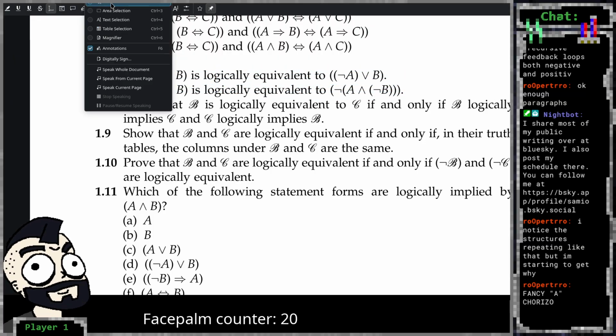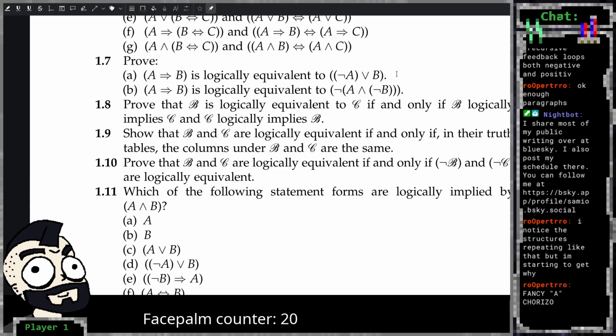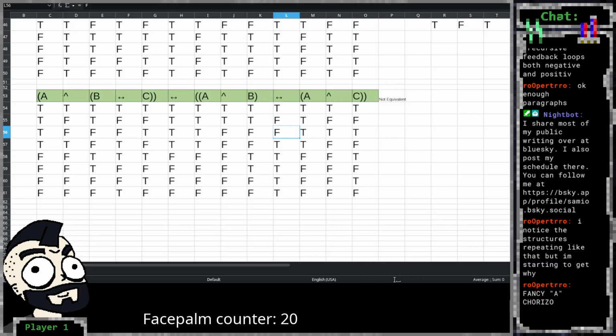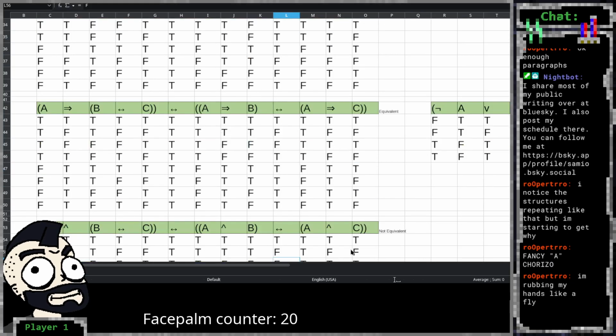No, I want select text. Okay, so we need to prove that A implies B is logically equivalent to A. Okay, we already did that. Yeah, we did that over here.